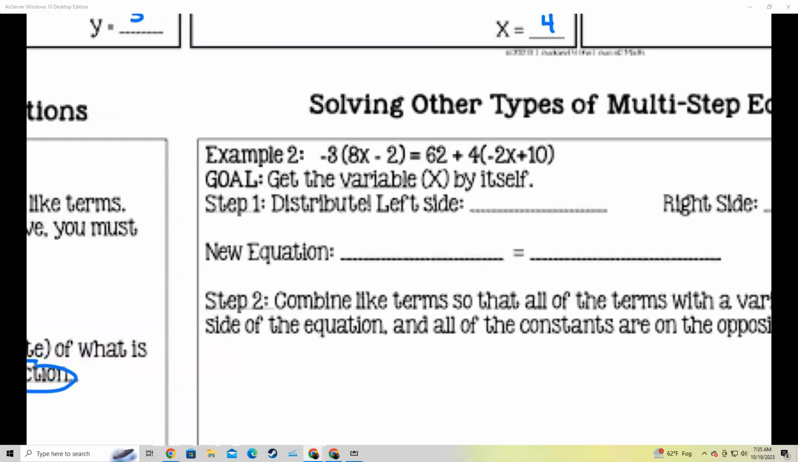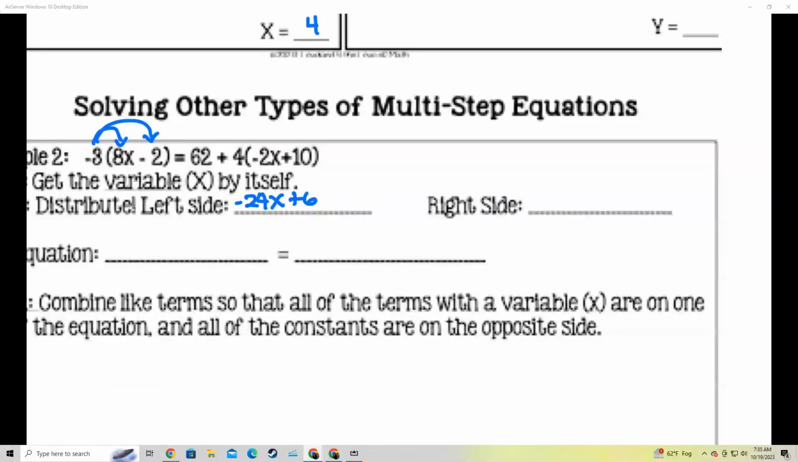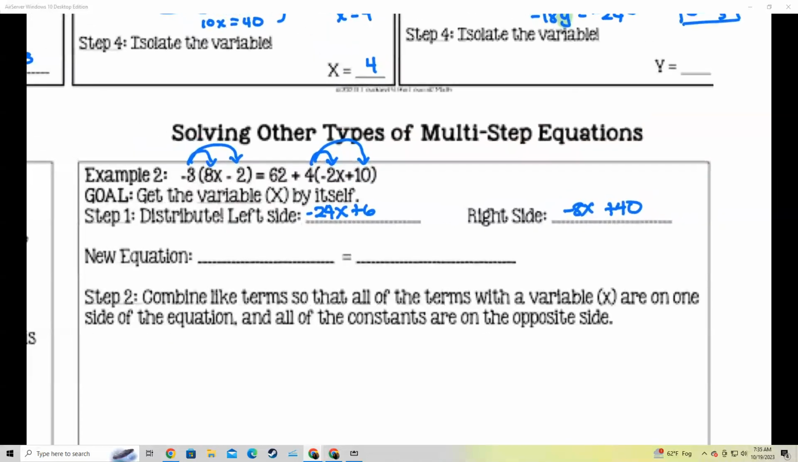When I distribute the left side, I get negative 3 times 8x. That's a negative 24x. I get negative 3 times negative 2. That's a positive 6. When I distribute the right side, I get 4 times negative 2x. That's a negative 8x. And then 4 times 10, that's going to give me a positive 40. So when I write my new equation, on the new equation, it's just going to be negative 24x plus 6.